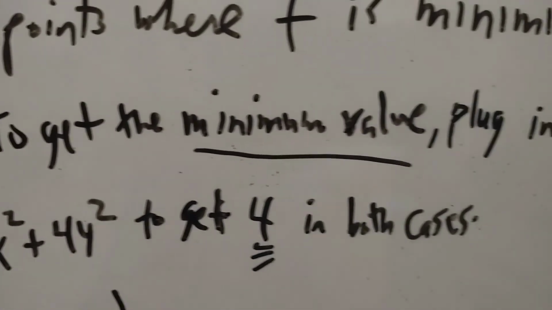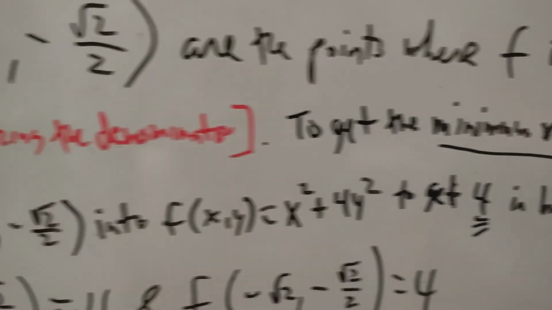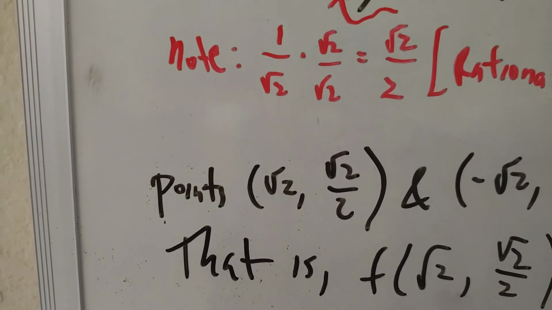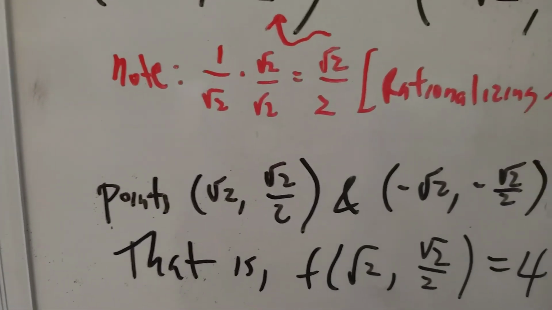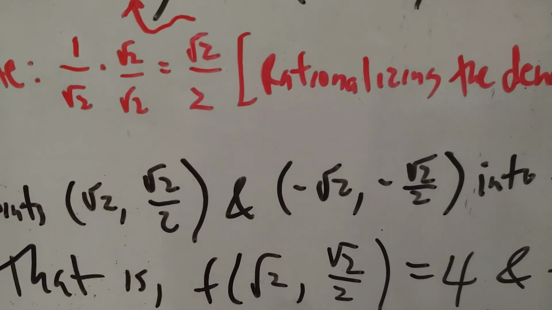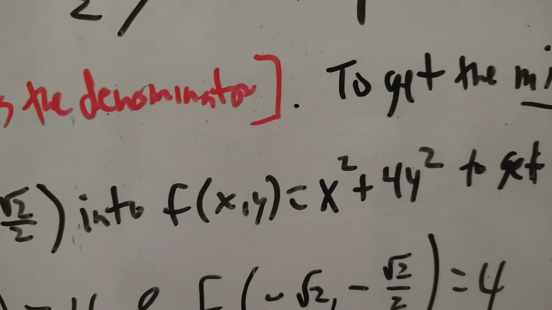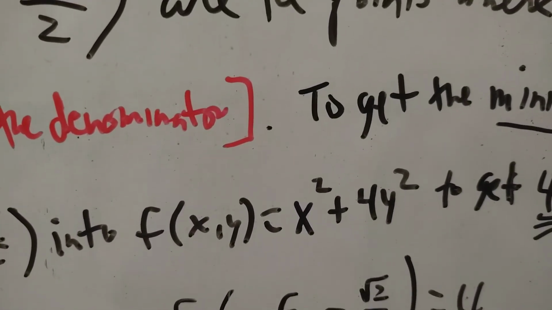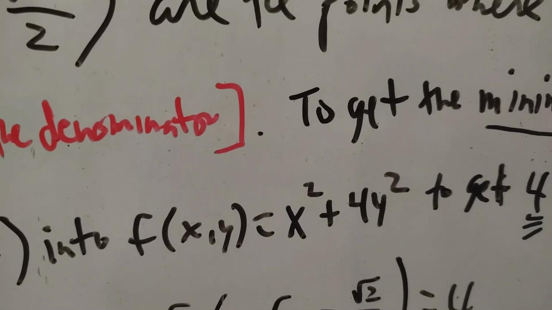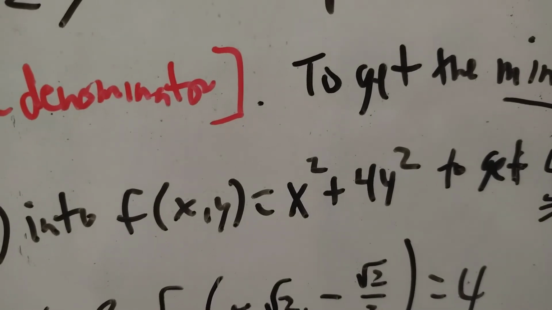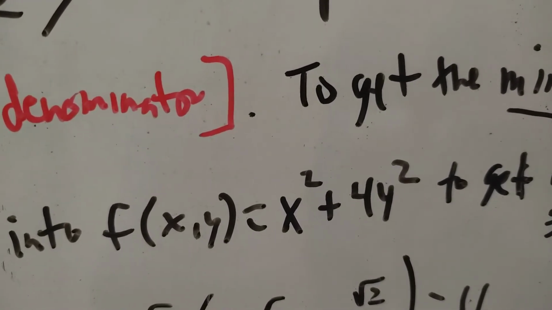And now to get that minimum value, plug in those points. Square root of 2 for x, square root of 2 over 2 for y, and negative square root of 2, negative square root of 2 over 2 is my other point. And we want to plug them into the original little f of x y, because this is our function. This is going to be the graph of our surface. And where is the surface going to be at a minimum? It's going to be at those 2 points. And what is that minimum value?